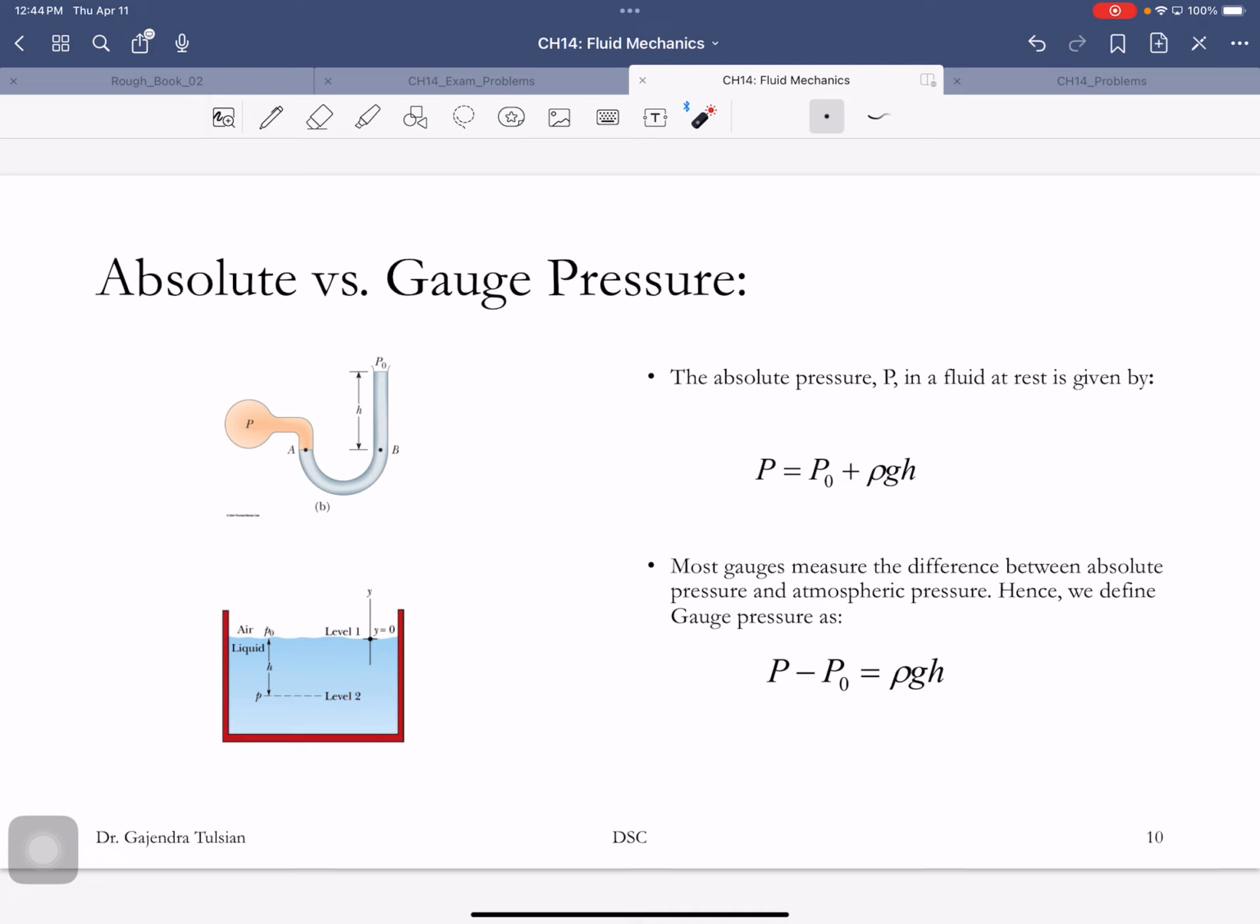So we talked about this. For instance, what's the pressure in your car tires? 30 psi. And that's a gauge pressure, so that is P minus P naught. So the actual pressure is P naught plus 30 psi. And P naught is 15 psi, so the actual pressure is 45 psi.